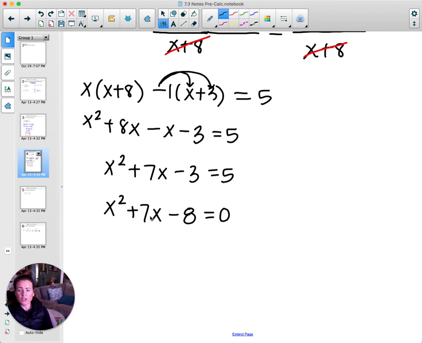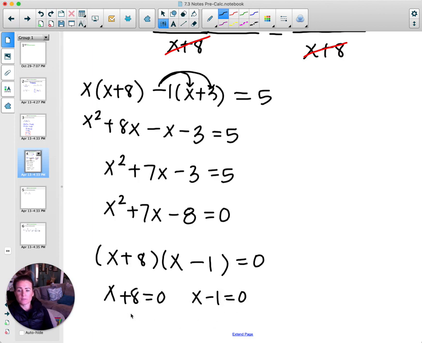Then you're going to factor this. The factors of -8 that add to +7 are going to be +8 and -1. Then we will separate these out and solve. Subtract 8 from both sides, you get x equals -8, add 1 to both sides, and you get x equals 1. Those are the two solutions that we came up with, and now we just need to check for extraneous solutions.